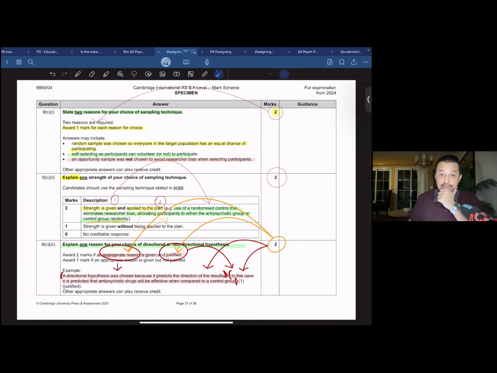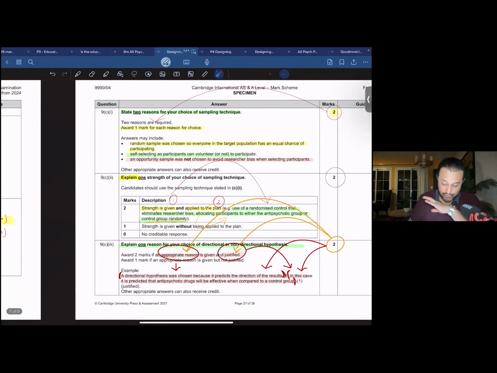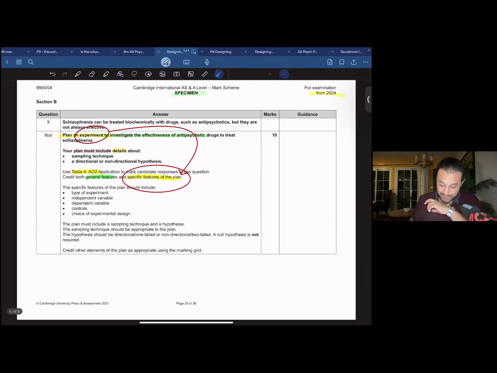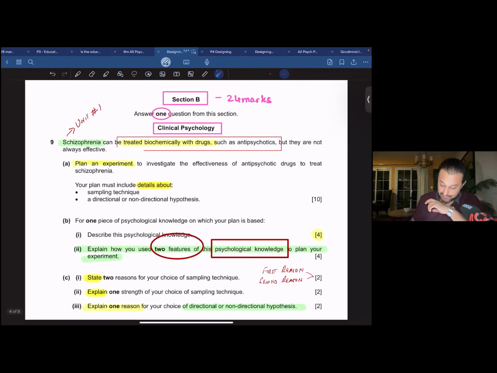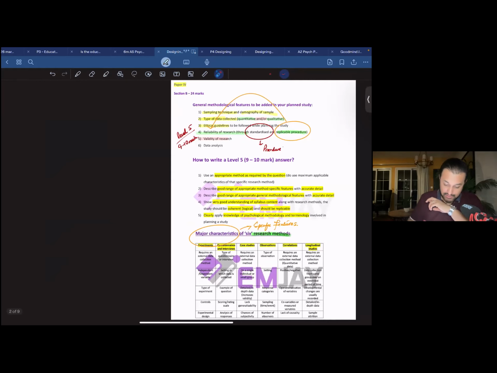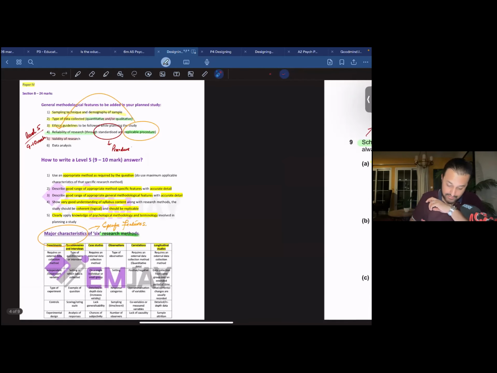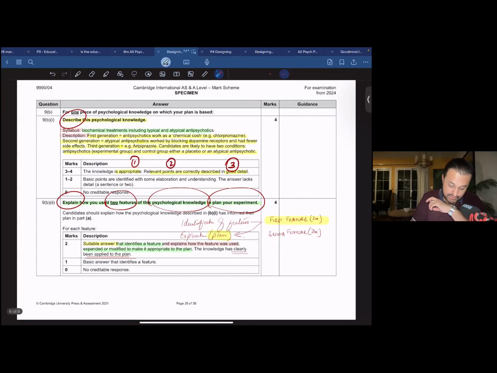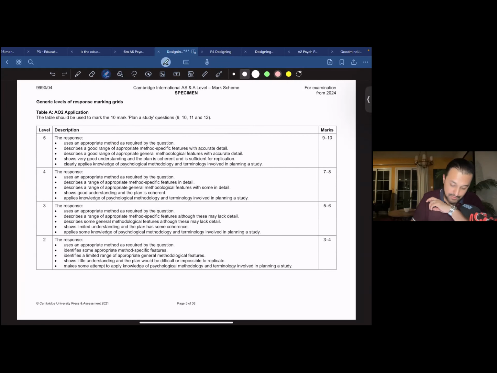So this is pretty much about the designing. We still have the marking grid to discuss, another 10 minutes. This is the designing a study question, the infamous designing a study question that many students I see being worried about. Before we end this, I'd like to quickly discuss this generic level of response marking grid. Generic level, so this is applicable for any question.